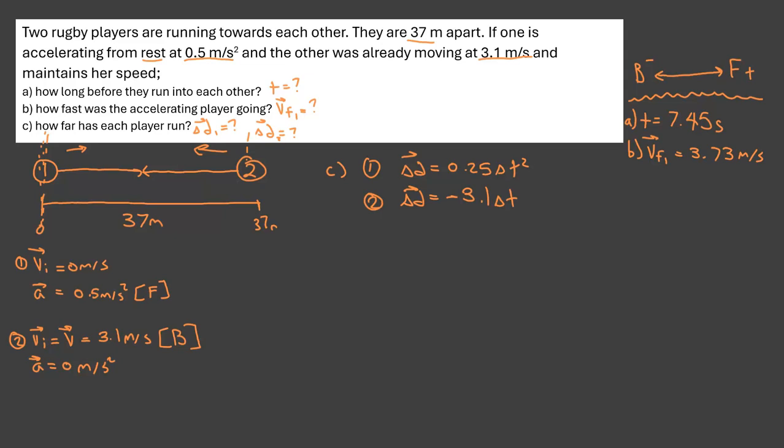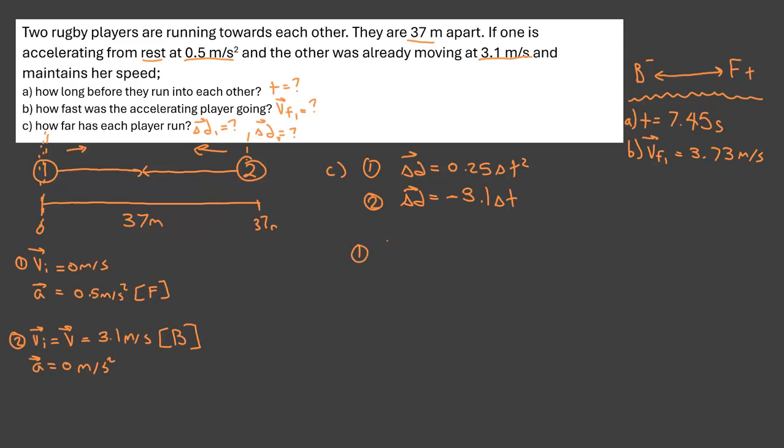Finally, for part C, I want to figure out how far each player has run. There are a couple different ways in which I could solve this, but what I'm going to do is take the two equations that I put together for part A when I first found the time, with one minor difference. For my second player, I'm not going to include that plus 37 that I had on the end, and I'll show you why right after we find the displacement for player 1.